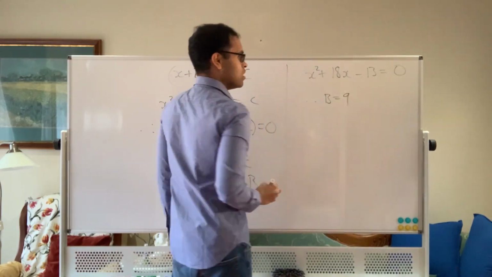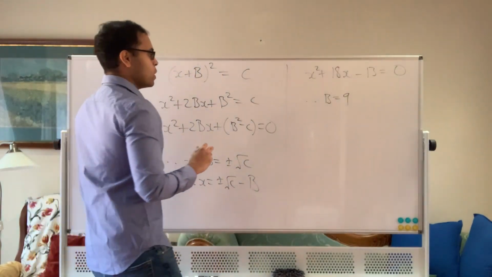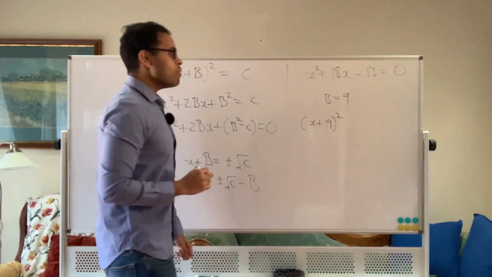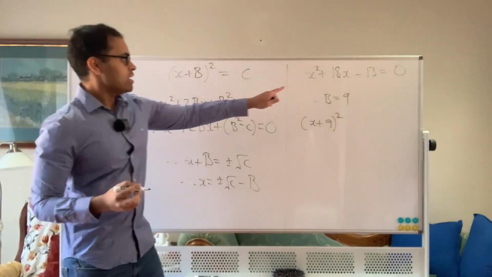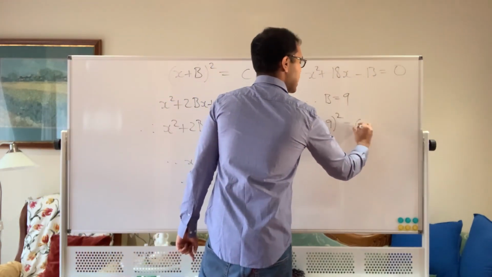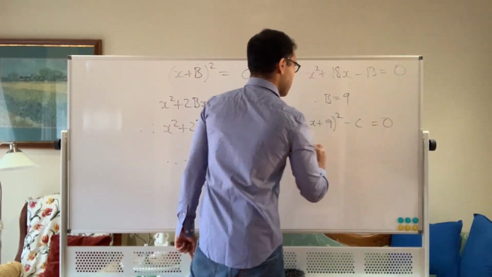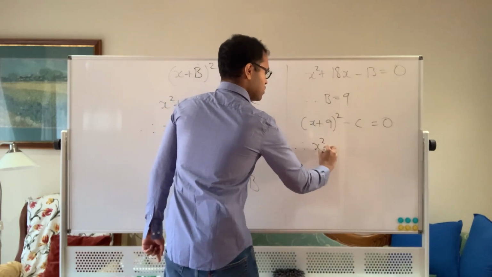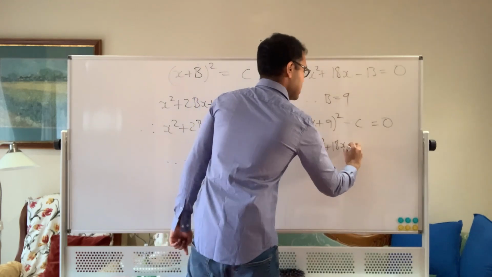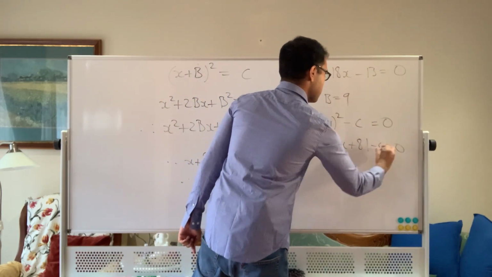Okay, so then when we take x plus 9 squared, we now want to subtract a c to get x squared plus 18x minus 13 is 0. So x plus 9 squared minus c is 0. Well, that's the same as saying x squared plus 18x, plus 9 squared, which is 81, minus c is equal to 0, right?